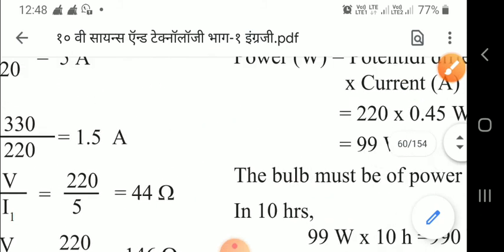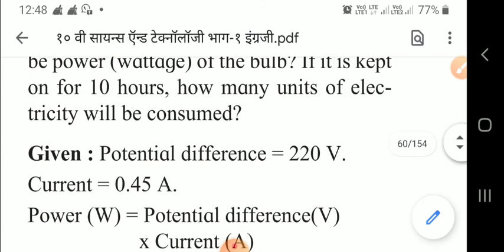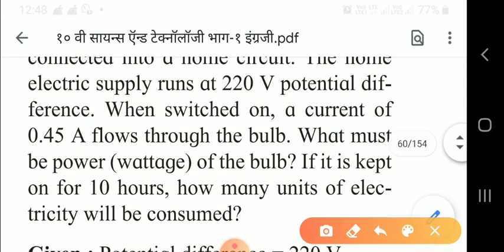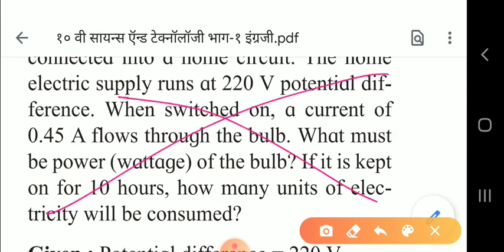Now let us see the fourth one. This is also cancelled for you. Let us see. An electric tungsten bulb is connected into a home circuit. The home's electric supply runs at 220 volts potential difference. When switched on, a current of 0.45 ampere flows through the bulb. What must be the power of the bulb if it is kept for 10 hours? How many units of electricity will be consumed?